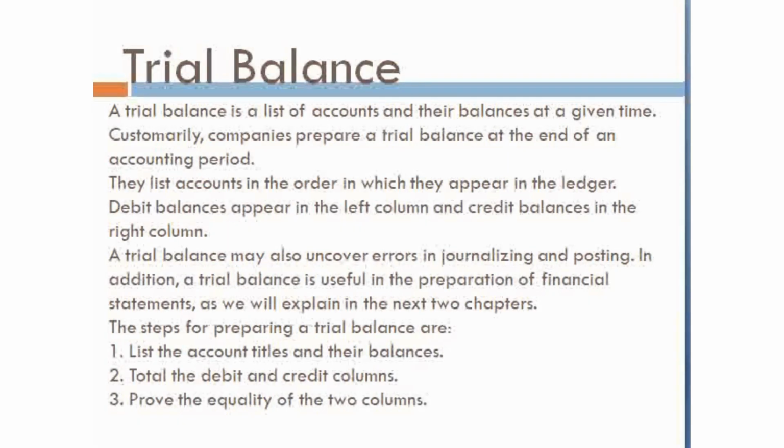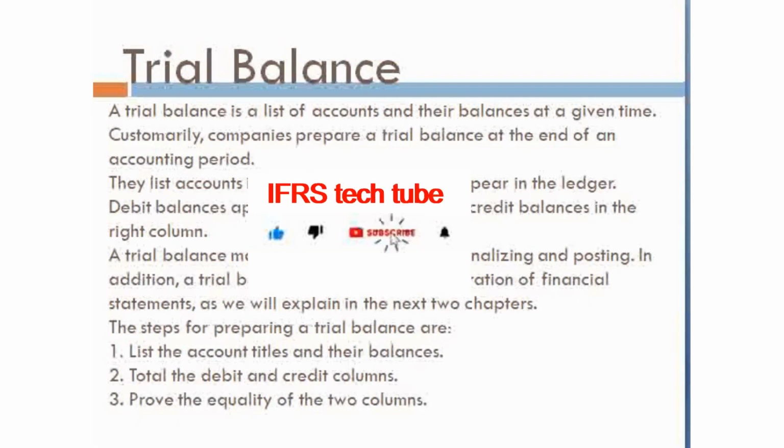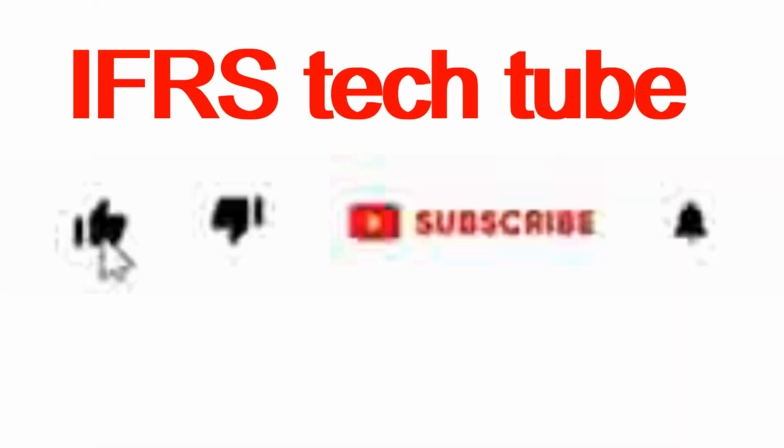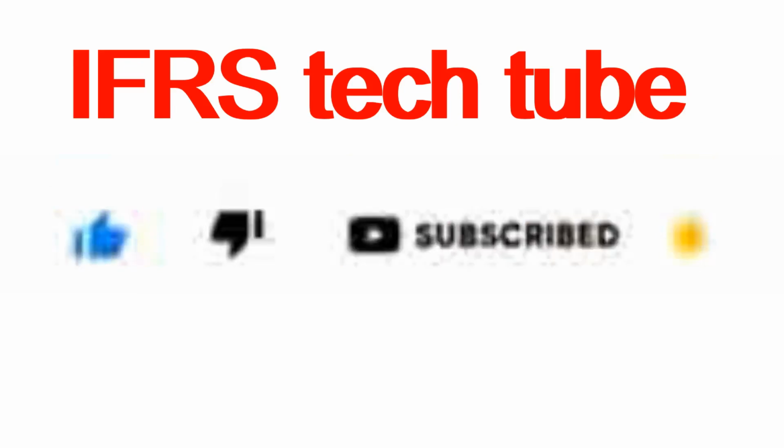Finally, we can learn about trial balance. A trial balance is a list of accounts and their balances at a given time. Customarily, companies prepare a trial balance at the end of an accounting period. They list accounts in the order in which they appear in the ledger. Debit balances appear in the left column and credit balances in the right column. A trial balance may also uncover errors in journalizing and posting.